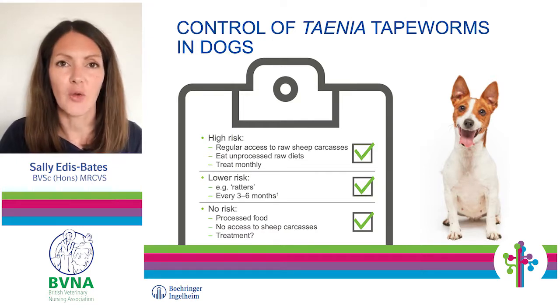Dogs that are considered low risk, such as ratters, should be wormed every 3 to 6 months. If a dog is fed a processed food and doesn't have access to sheep carcasses or areas where ruminants graze, and the pet is considered to be at no risk, then treatment may not be required.